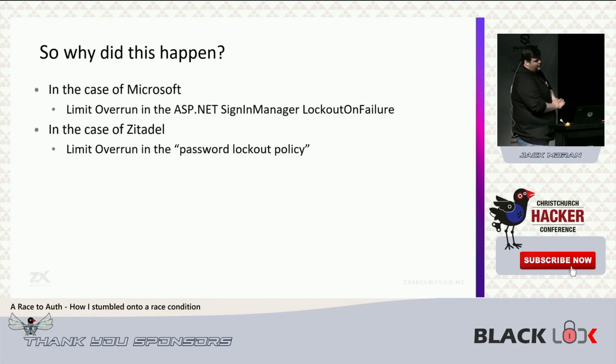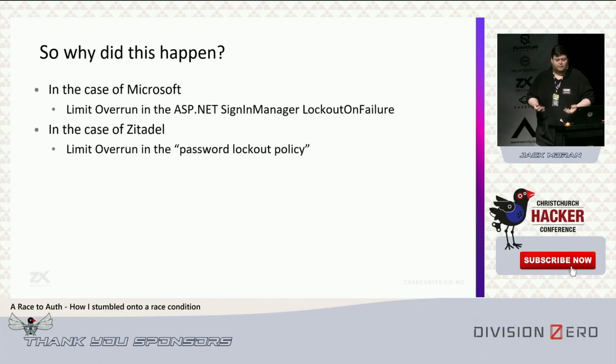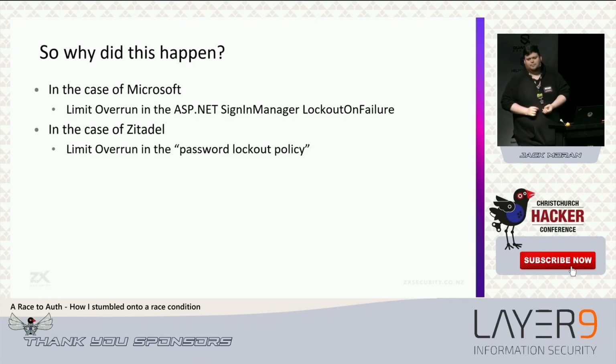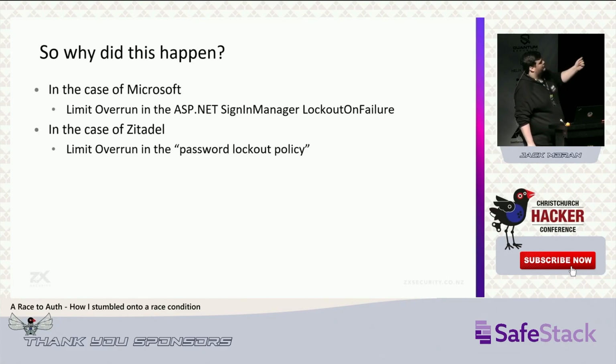Why did this happen though? As mentioned, the first application was using ASP.NET's default sign-in manager, which is part of Microsoft's identity framework. It provides built-in functionality for managing user identities, including registration, authentication, authorization, but it also contains an important flag called lockout on failure. And when that is used, it enables a bunch of checks to lock out the account. However, if racing begins, the outcome of this check, once it's enabled, doesn't update fast enough. In the case of Citadel, they were also subject to the same race condition, specifically in their password lockout policy. The same thing happened.